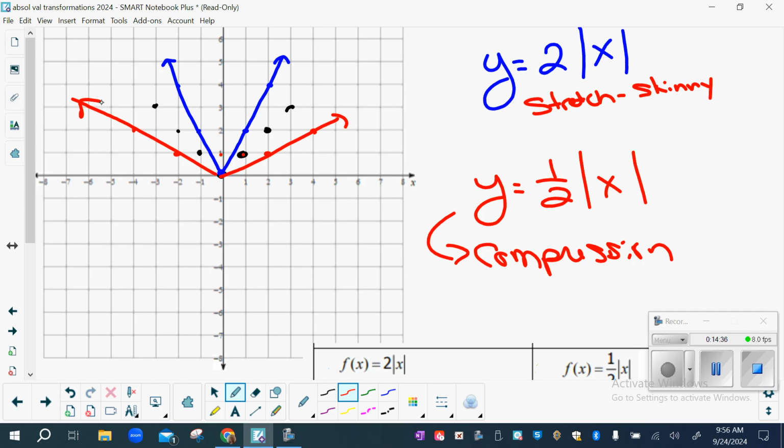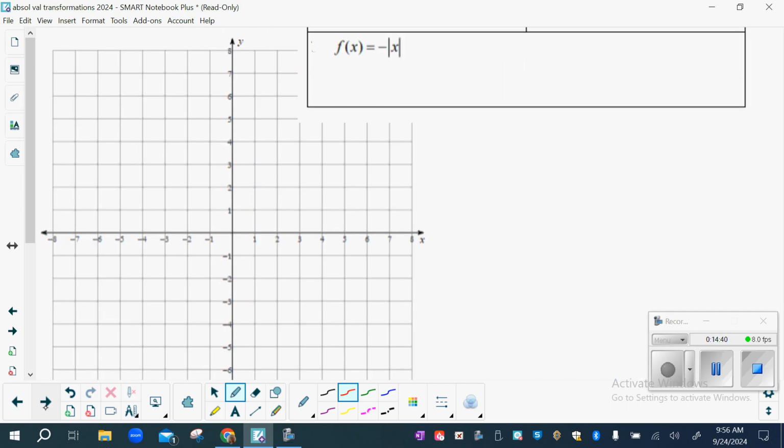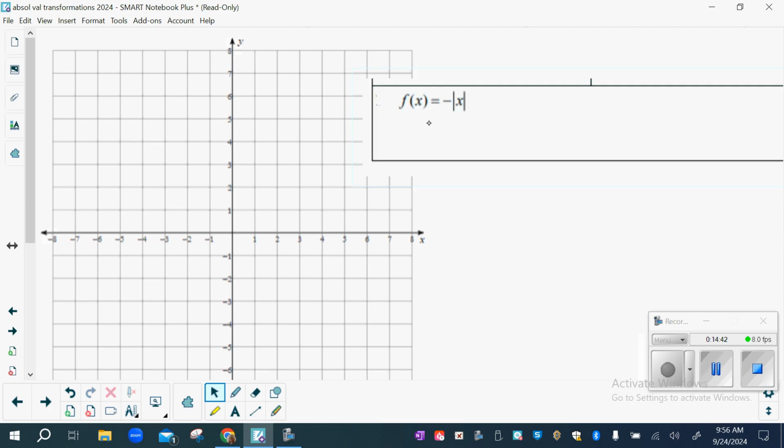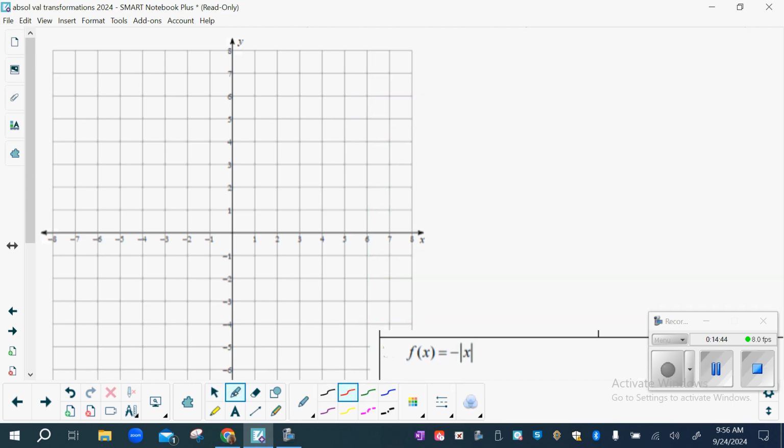We got one last thing to do. One last thing that can happen. Oh, look at this guy. I don't like this. I'm going to make it bigger because it's hard to read. Our last one, y equals negative absolute value. Any memories? What he does? He reflects it. He flips it.